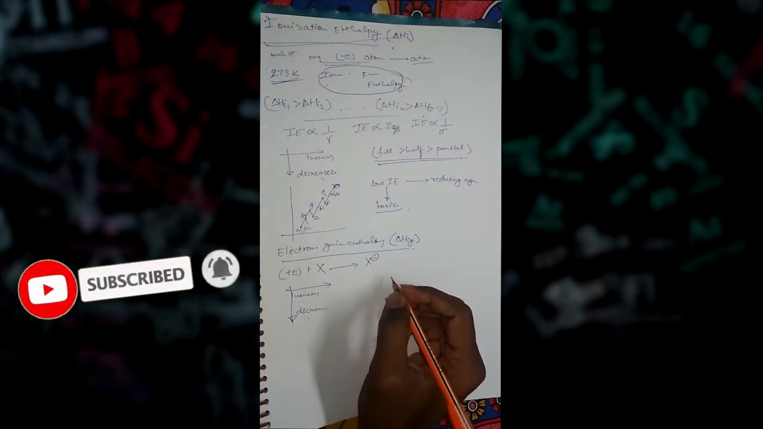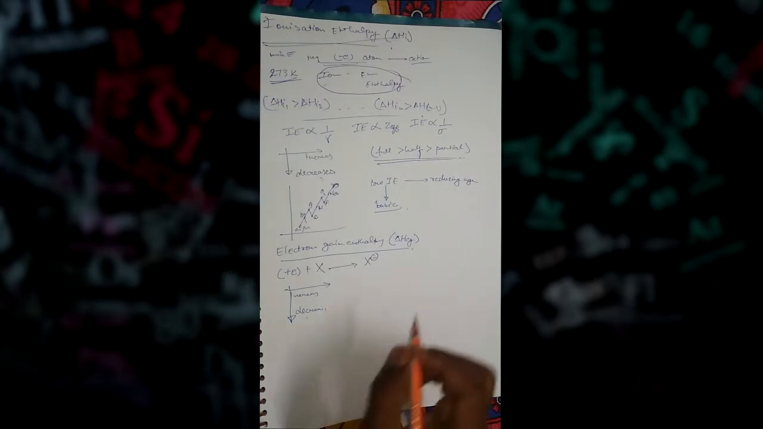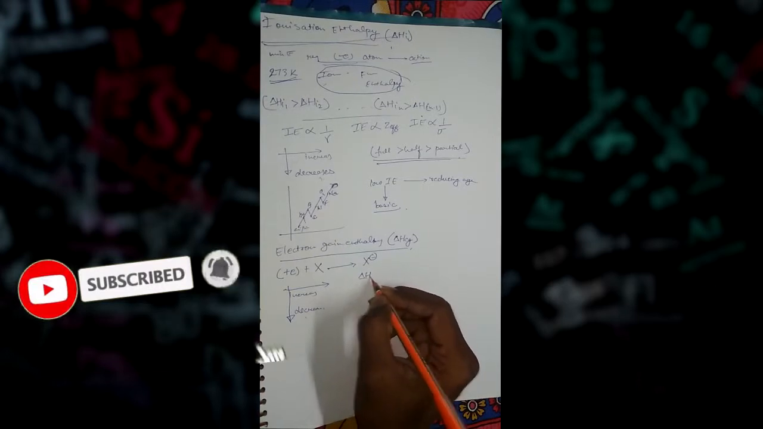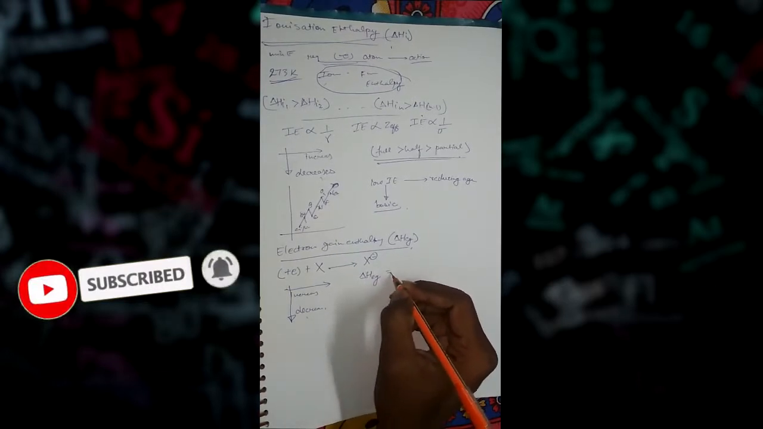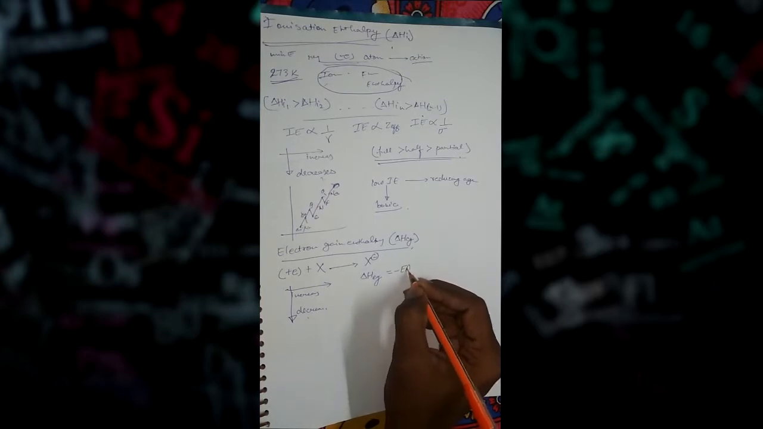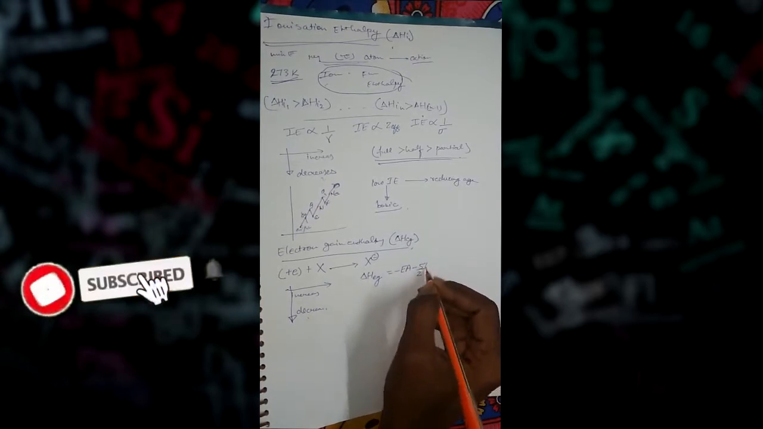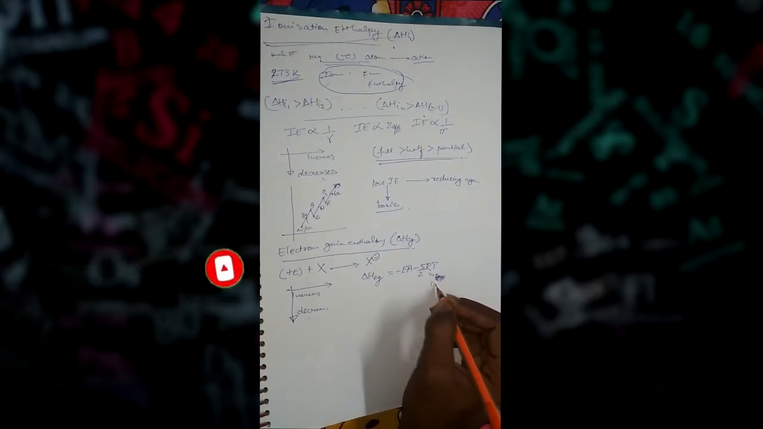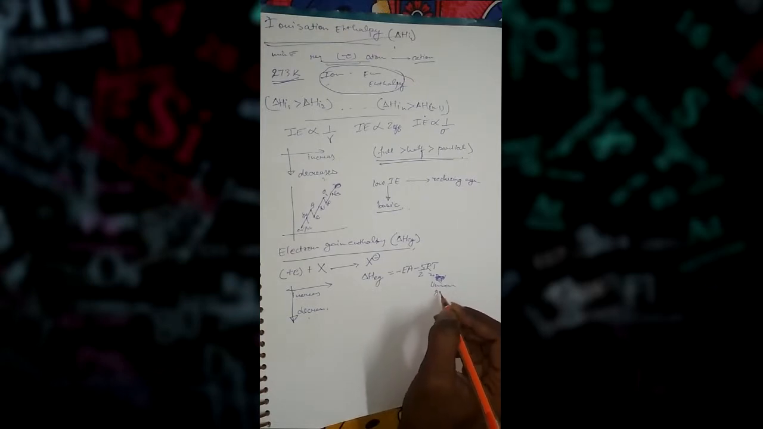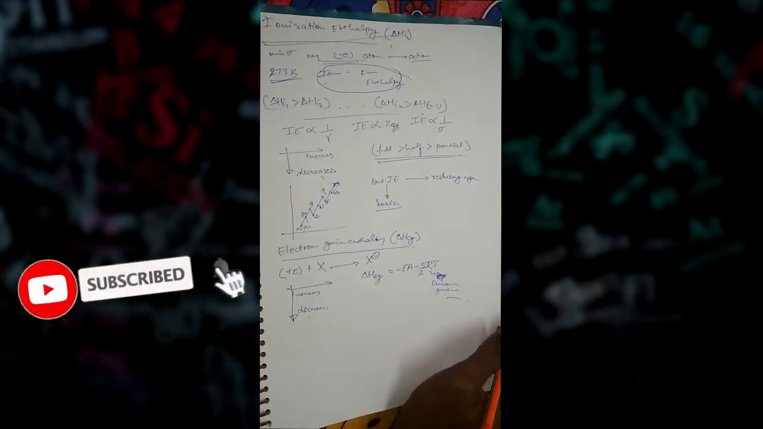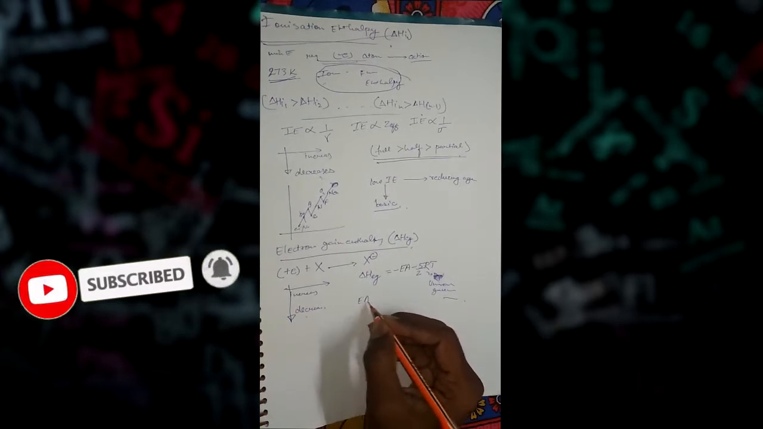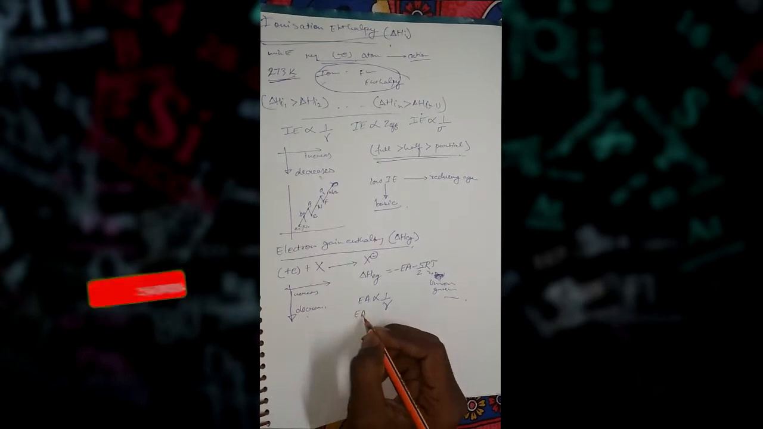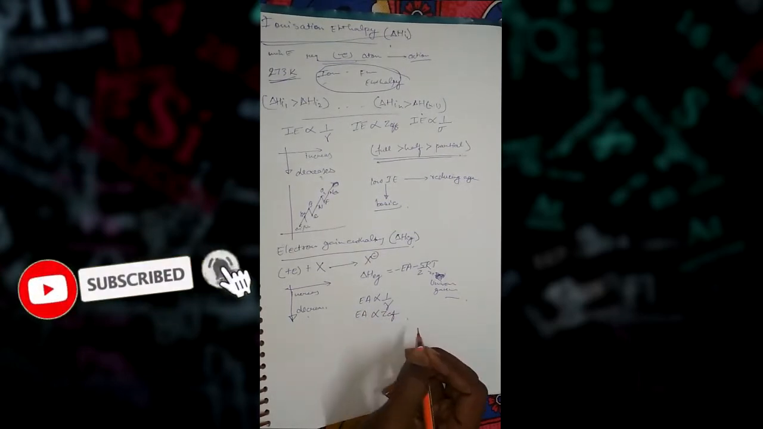Now what is the difference between electron gain enthalpy and electron affinity? Many questions are asked. Electron gain enthalpy is equal to minus of electron affinity minus 5 by 2 RT, where R is the universal gas constant. Now electron affinity is directly proportional to 1 by radius, and directly proportional to effective nuclear charge.